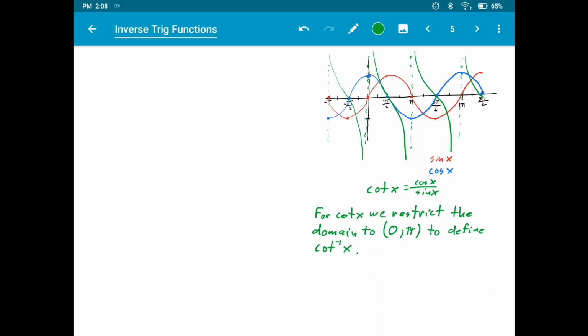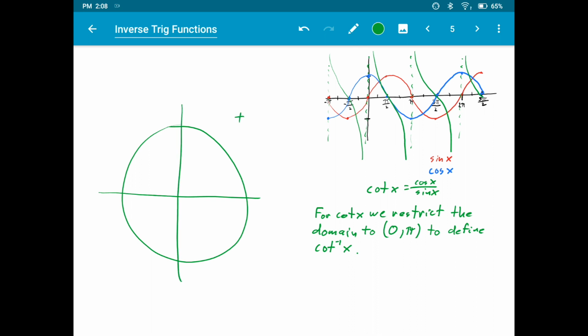of x. Once again, if we're looking at a unit circle, cotangent is positive in the first quadrant, negative in the second, positive in the third, negative in the fourth. I could look from negative pi over 2 to pi over 2, but that gives me an undefined spot at 0. So instead, I'm looking at a restriction of the domain of 0 to pi. We are not including the ends because cotangent of x is not defined on either 0 or pi.